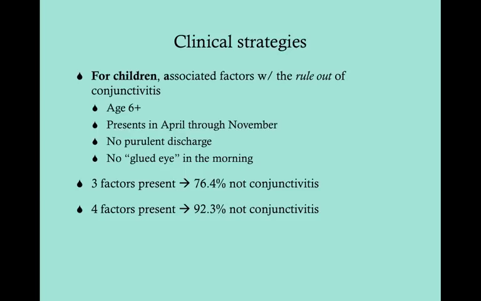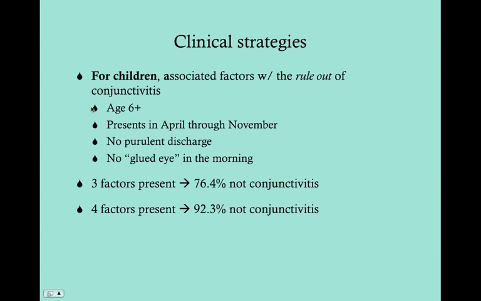were younger than 6. If they present in those late spring, summer, early fall months, April through November, they're less likely to have conjunctivitis than if they presented between November and April. If they do not have purulent discharge, they're less likely to have conjunctivitis than if they were to have watery or no discharge. And if they don't have that glued eye problem in the morning or after they wake up, they're less likely to have conjunctivitis than if they did.